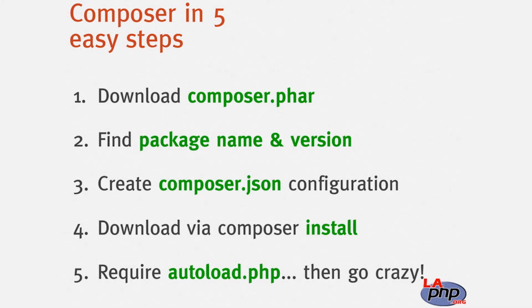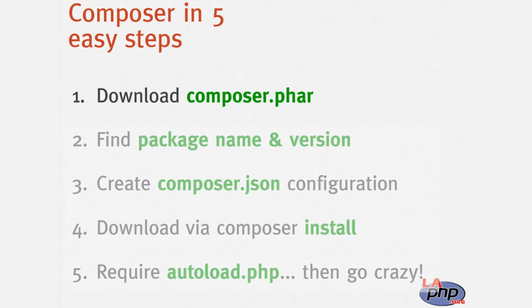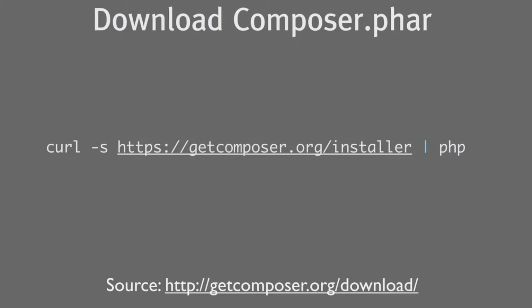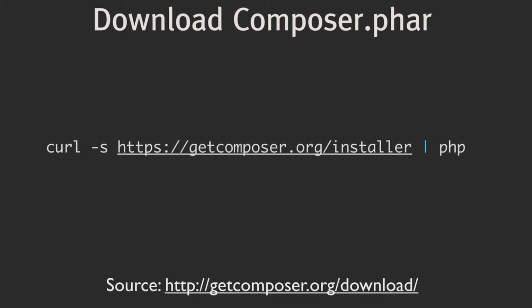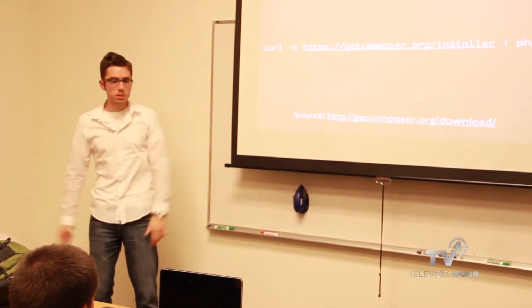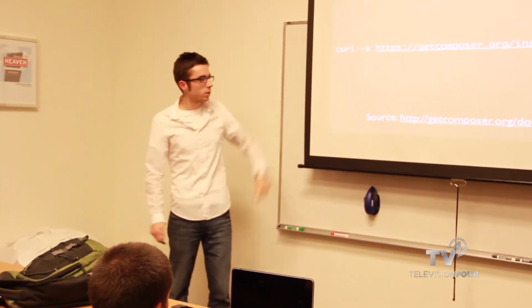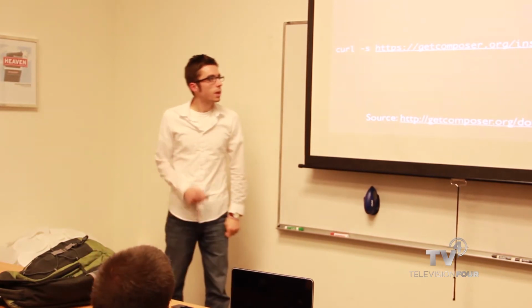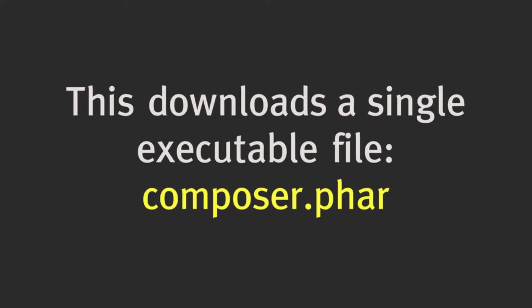So let's go through the 5 steps of using it. I'll go through all these individually. The first thing is, I said that Composer is an executable file, so you just download it. This is the command that you run, which you don't expect anyone to memorize. It comes right from their website. You go to getcomposer.org/download and you run this cute command. If you happen to be on Windows, there's a slightly different command because you probably don't have curl. All it actually does is download a single file called composer.phar.